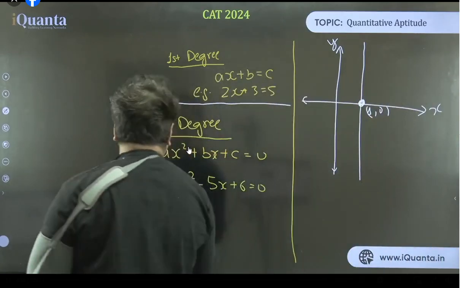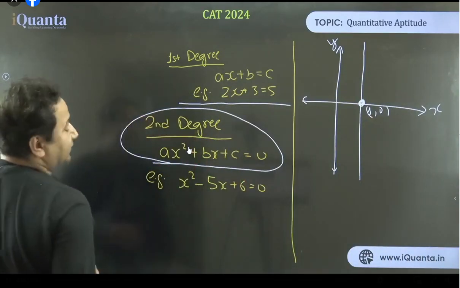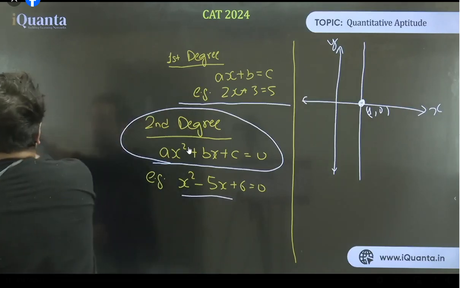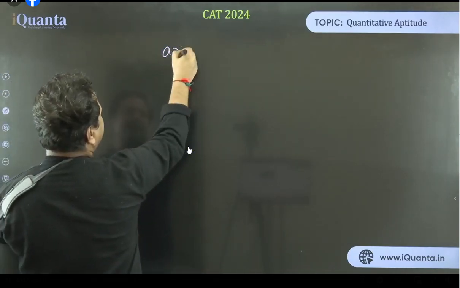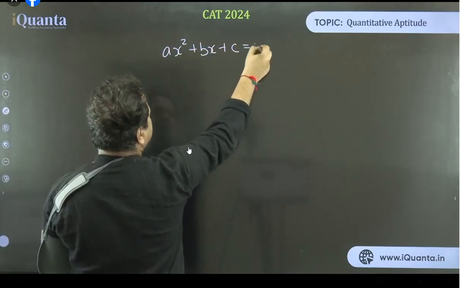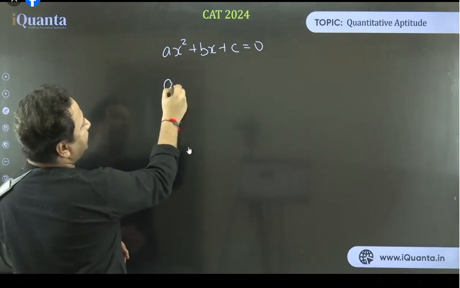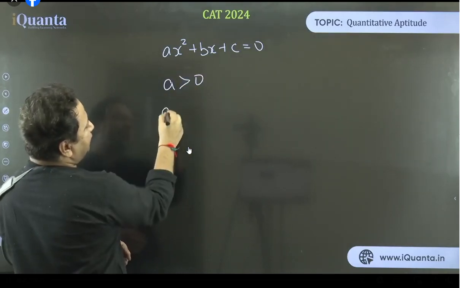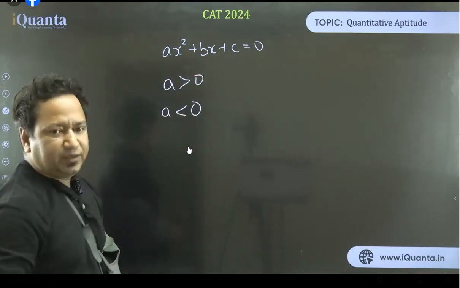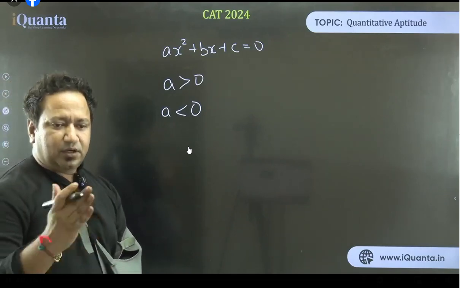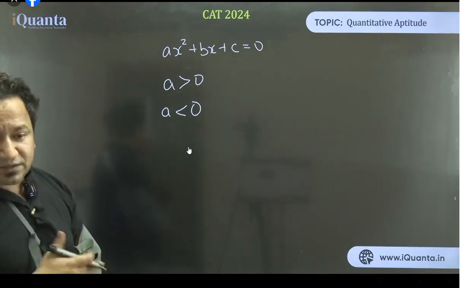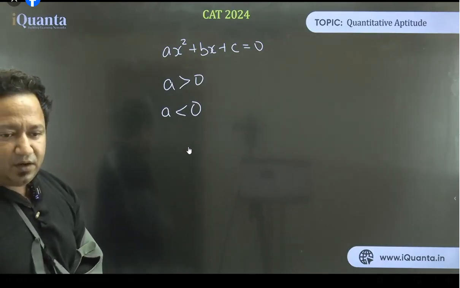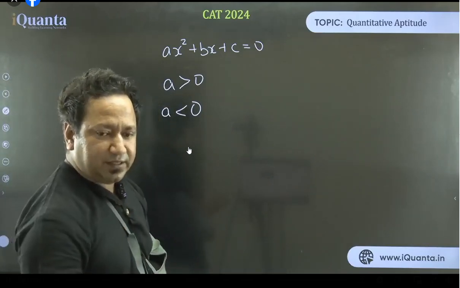Now coming to the second degree, where we have a quadratic expression. I have also given you one example. When we have ax square plus bx plus c equal to 0, there are two possibilities: the coefficient of x square is greater than 0, or the coefficient of x square is less than 0. Also, when the equation is quadratic, second degree, automatically we'll have two roots, isn't it?